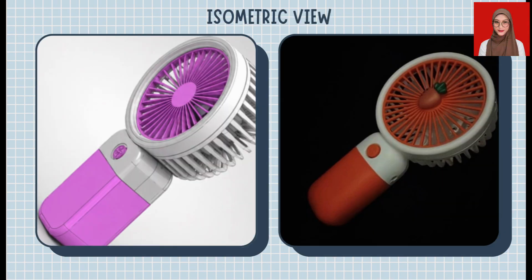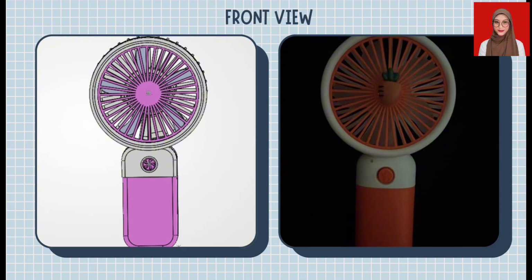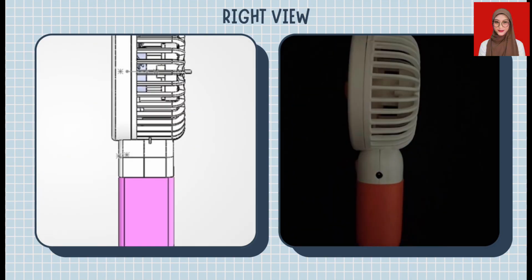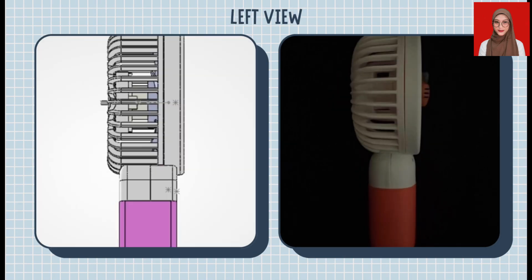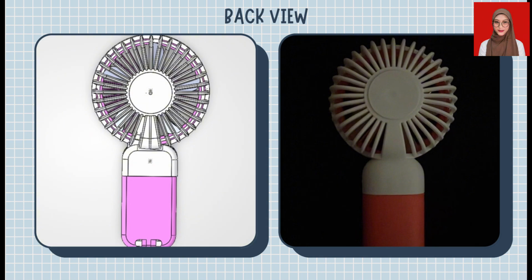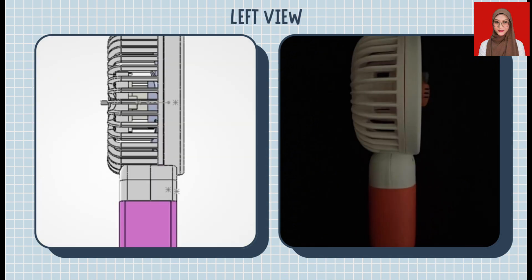This is the photorealistic isometric view of our completed digital assembly, contrasted directly against the actual physical hand fan we reverse engineered. Here we have the standard front right orthographic view, confirming the proper geometric alignment and seamless external matching of the shell enclosure. These are the back left views, which further demonstrate the high-fidelity representation of the intake grill and the structural side profiles.